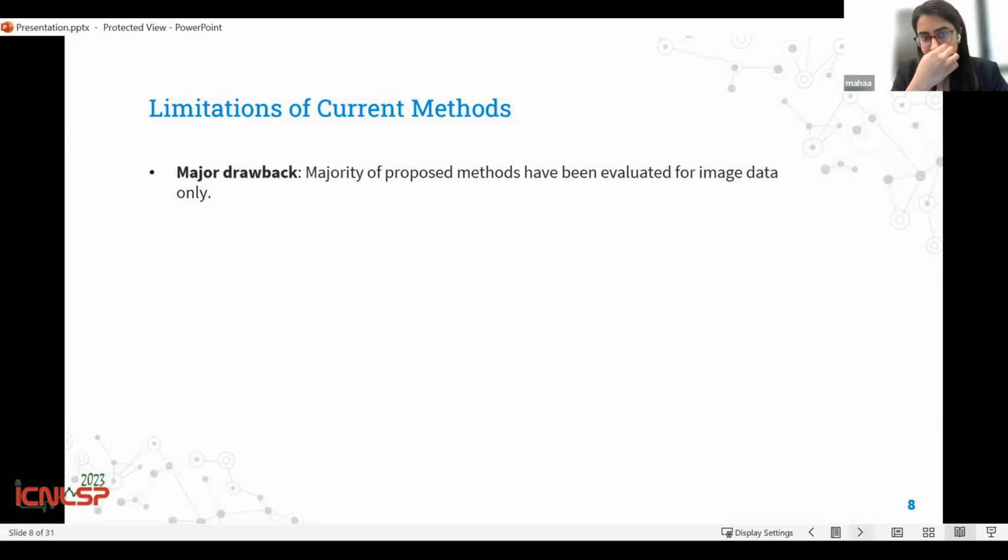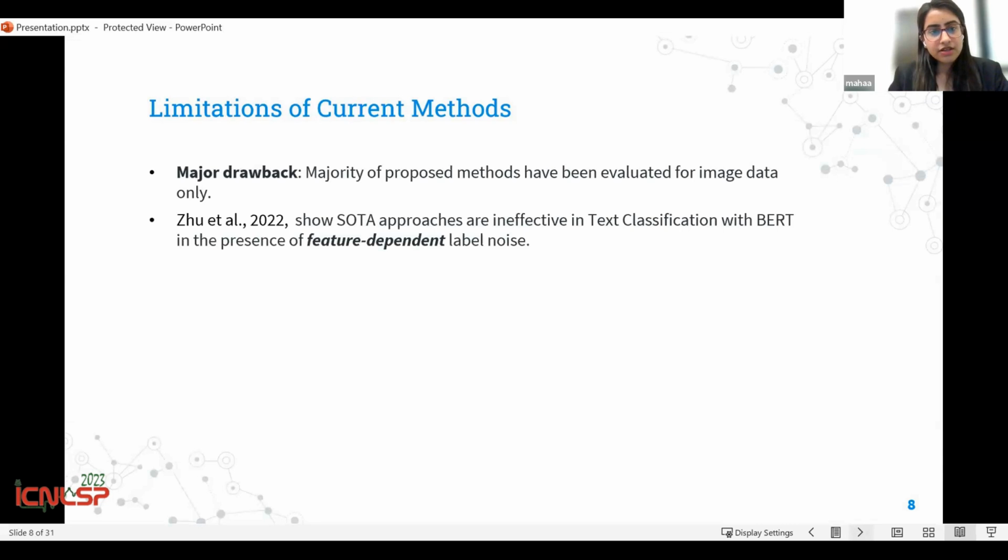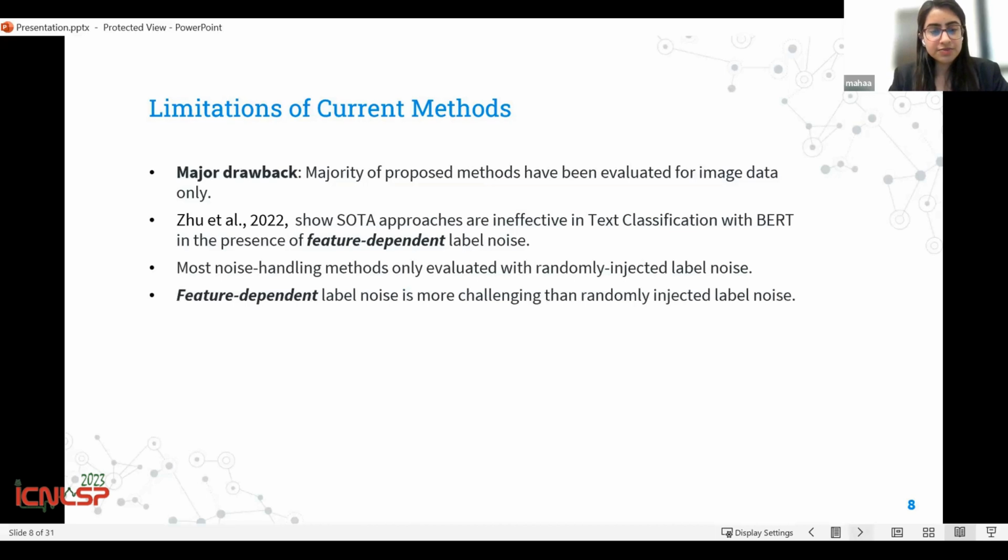So the methods I described just now have various drawbacks. One major drawback is that the majority of these methods have been evaluated for image data. The study conducted by Zhu et al. also showed that most state-of-the-art approaches that work in image data are ineffective in text classification with BERT in the presence of feature-dependent label noise. Most of these noise handling methods are only evaluated with randomly injected label noise. But feature-dependent label noise is much more complex and much more challenging.